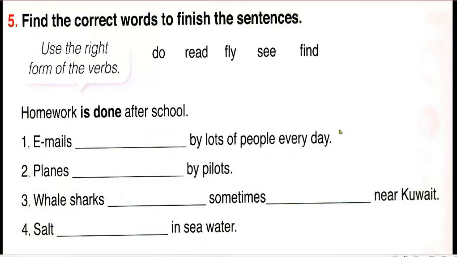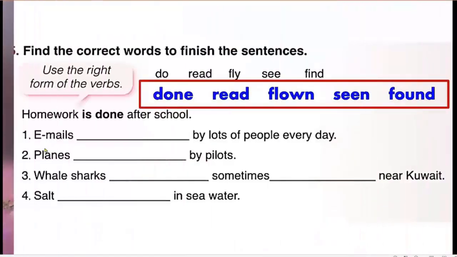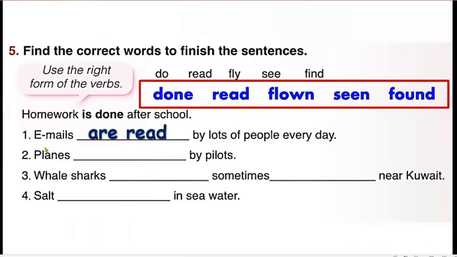Okay. Find the correct words to finish the sentences. Please use the right form of the verbs. Do, read, fly, see, and find. Number 1. Emails by lots of people every day. Choose a verb from those. Do, read, fly, see, or find. Then put it in the third form. Check your answers. Emails are read. Okay. Emails are read by lots of people every day.